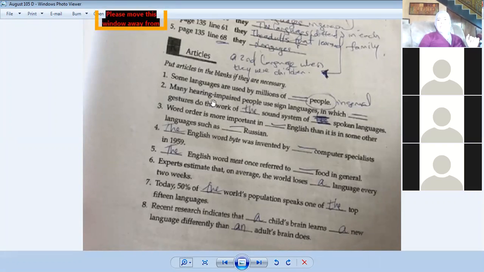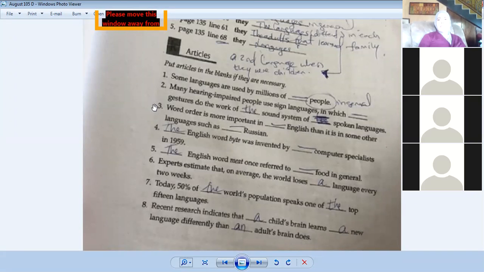Many hearing impaired people. Remember this phrase, we talked about it. It means people who can't hear at all or partially can't hear. Okay? They use what? Sign languages. Why? In which gestures? Gestures in general, guys, here. See, this is plural. So we're not going to use a or an before it. We either use the or nothing. So when do I use the? When I talk about something specific. This is not specific. This is in general. When gestures do the work of the sound system of spoken languages. Okay? So we're talking about a specific sound system over here.